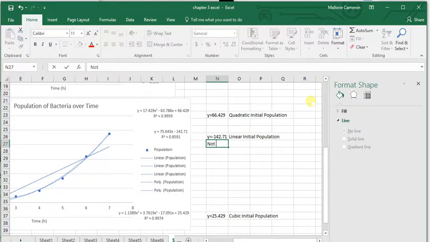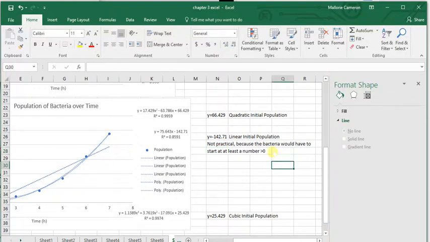I would assume this is not practical because the bacteria would have to start at least like greater than 0. At least a number greater than 0, okay, in order to grow.